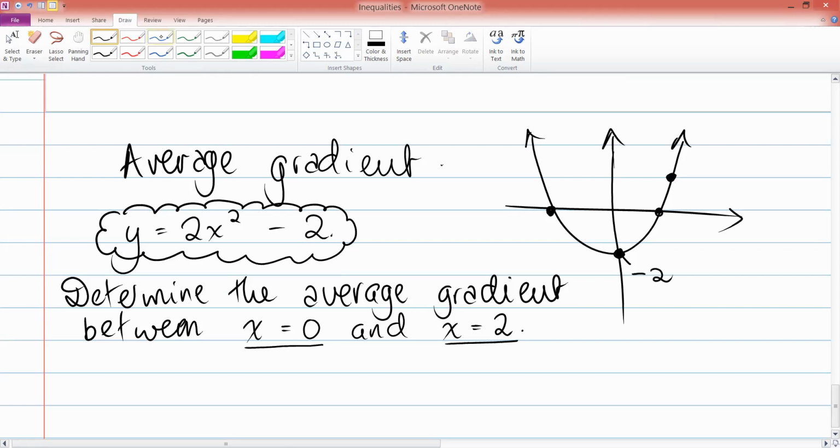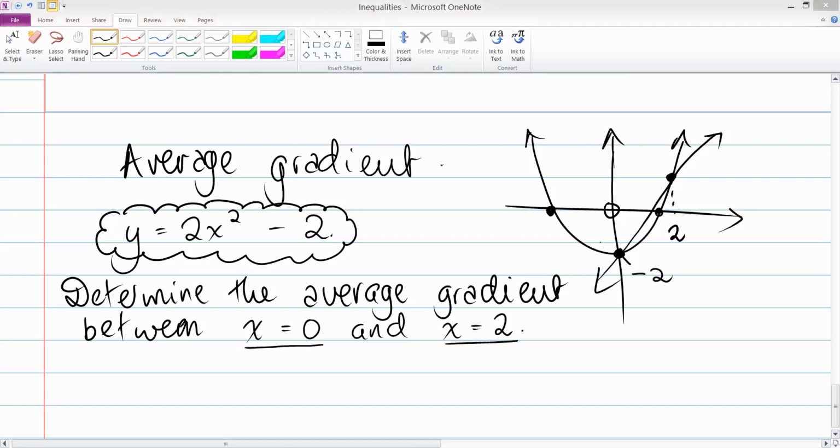So what they're asking you to find is the gradient of this line here. Okay, so I've joined the points 0 and 2. Remember, that's x equals 0 and x equals 2. So connecting those points, just by looking at this linear graph that I just drew, do you think it's going to have a positive gradient or a negative gradient just from the slope?